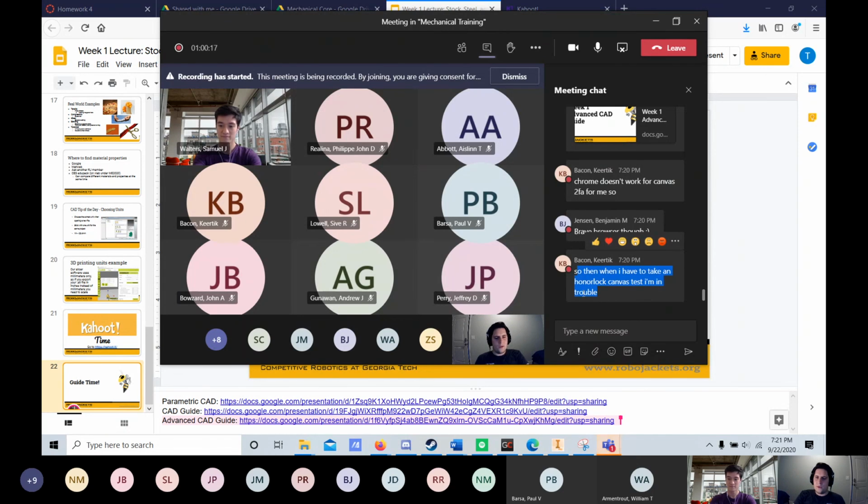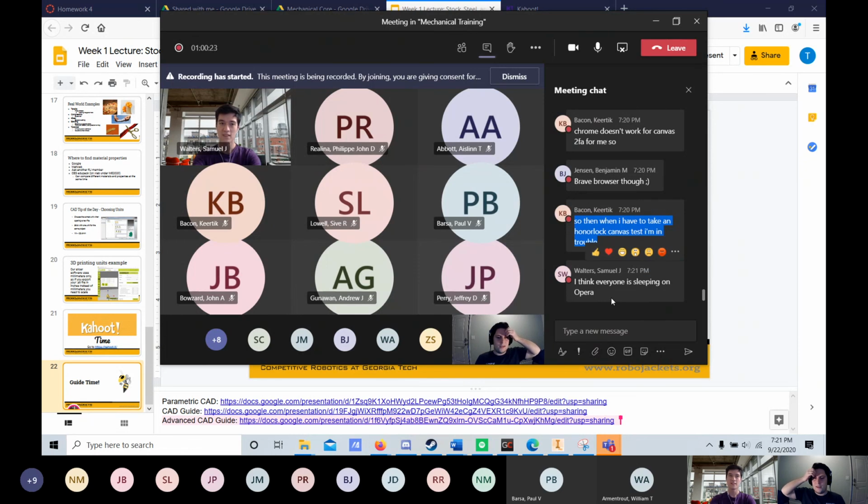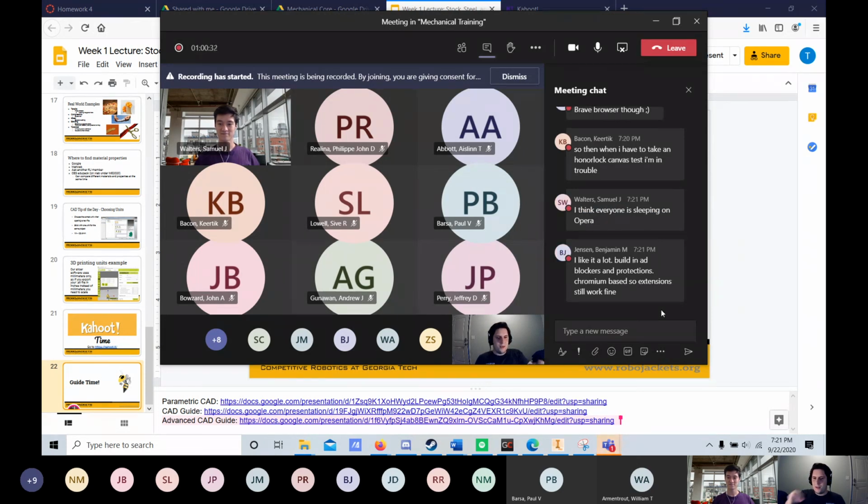Oh, that's super rough. Holy crap. Wait, you can't use Honor Lock in Firefox? That sucks. Yeah, I think it's like a Google Chrome extension. Another reason to hate Honor Lock. I've heard so many bad things about it.